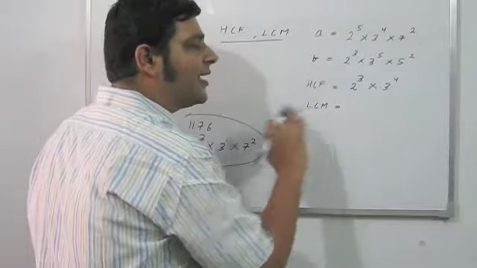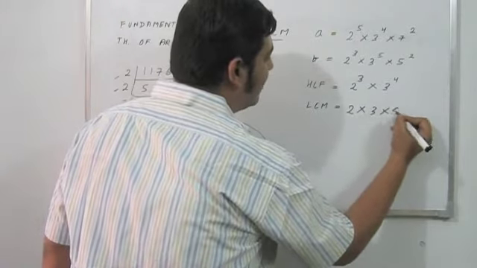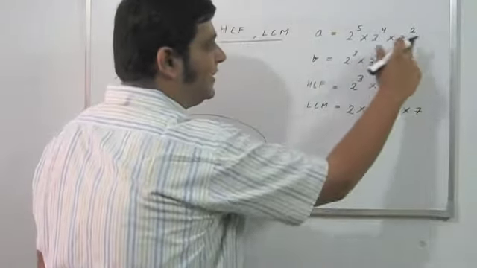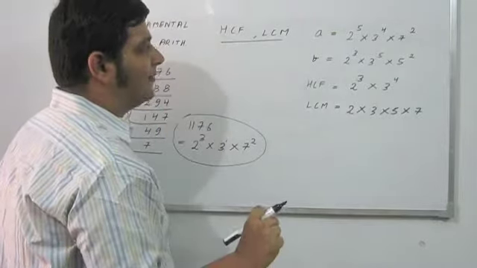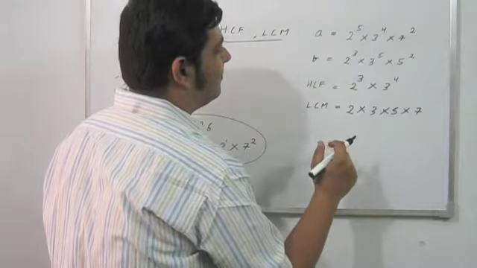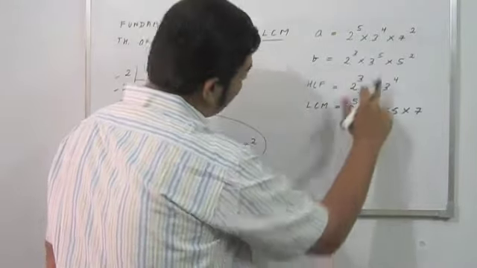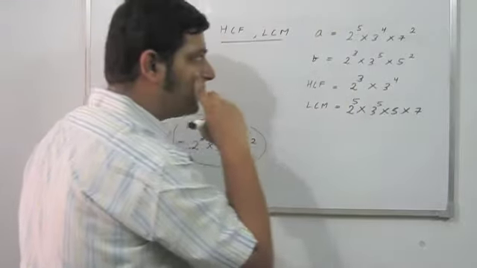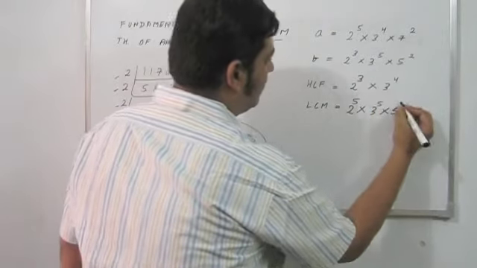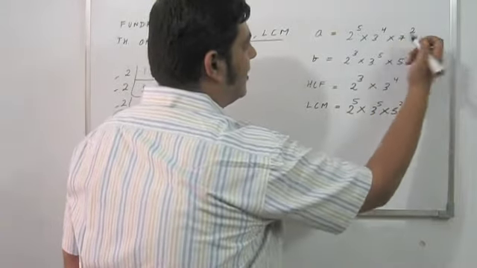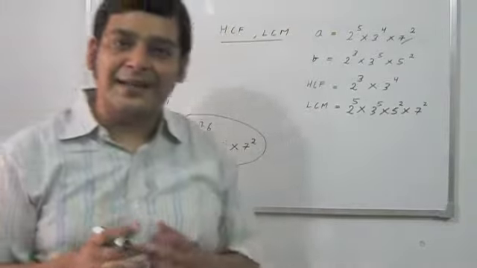Very similarly, looking at the LCM, first of all, I'll have to note down all the prime numbers which occur. They are 2, 3, 5 and 7. And then look at the highest possible power. What is the highest possible power? For 2, the highest possible power is 5 here. For 3, the highest possible power again is 5 in B. In the LCM, the highest power of 5 is 2 and the highest power of 7 from here is 2. So these are my HCF and LCM.